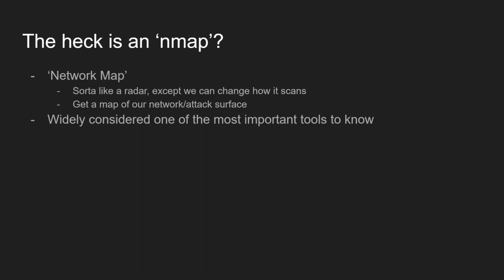Alright, so first and foremost, what the heck is an Nmap? This is a network mapping tool. It's sort of like a radar, except we can change how it scans. We can essentially use this to get a map of our attack surface. So whatever we're examining, we can go through and feel it out and see what we're actually working with. We're going to use this traditionally as our first step in our penetration tests when we're on the network, to feel out what kind of services are running on our target machines. So this is widely considered one of the most important tools to know.